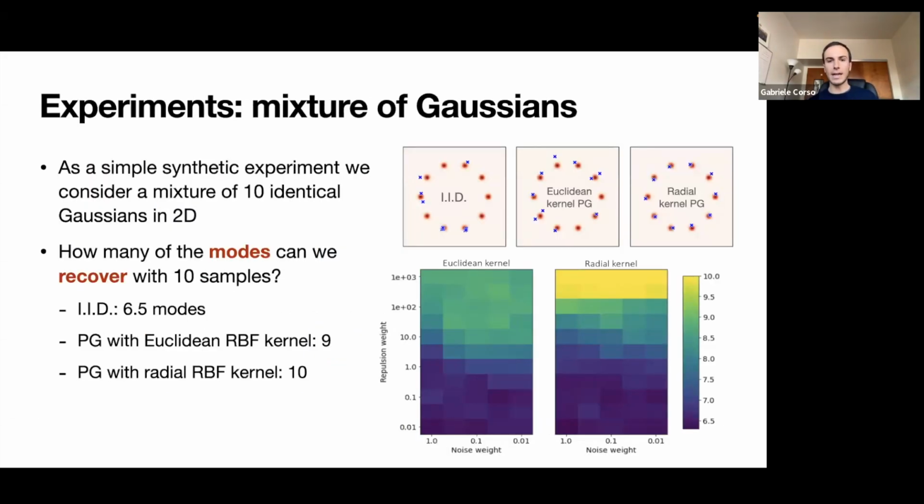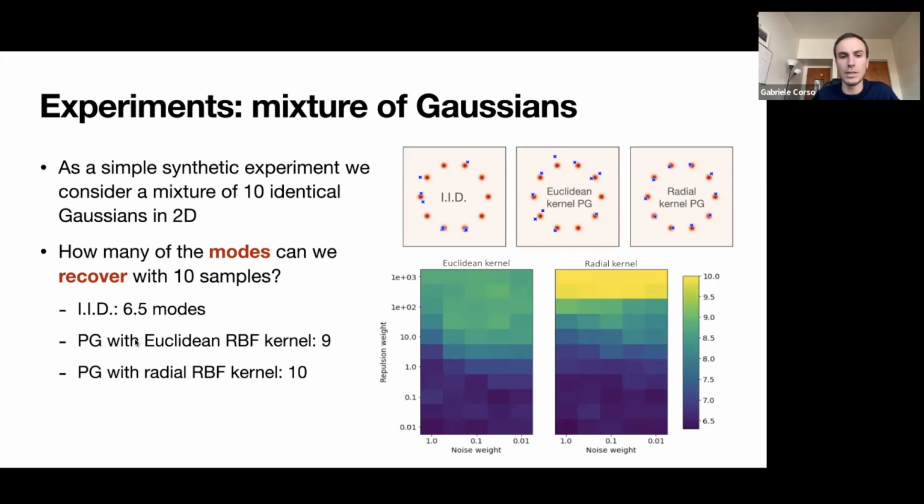So before we get into the real experiments, let me get back to this mixture of Gaussian experiments to give you a better intuition about some of these things. So again, here we have a mixture of 10 small Gaussians in 2D. And then we take 10 samples. And we are looking at how many modes we recover with these 10 samples. Recovering a mode means just having at least one sample that's in that mode. And if we do I.I.D. sampling, so if we just sample 10 times from our diffusion model, generative model, we obtain on average the recovery of 6.5 modes.